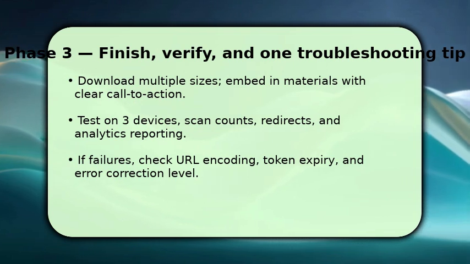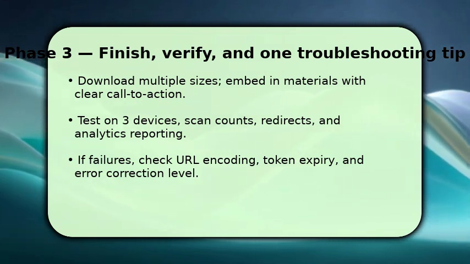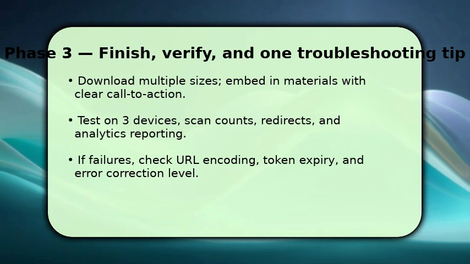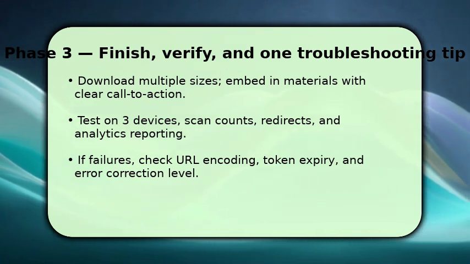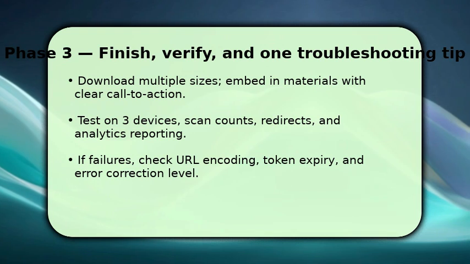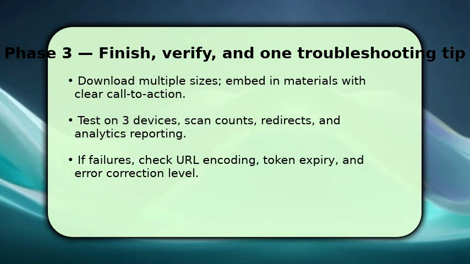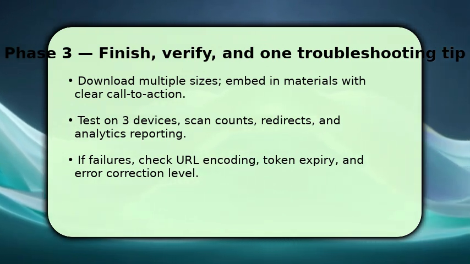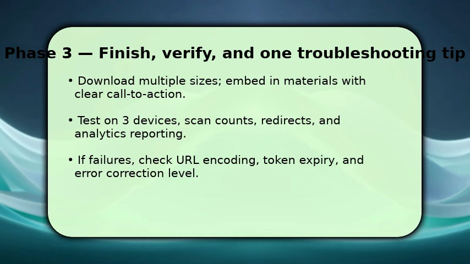Make sure to validate both online and offline behavior. If something goes wrong, check URL encoding, confirm the API token hasn't expired, and increase error correction or size for print. This single troubleshooting tip fixes most failures quickly.